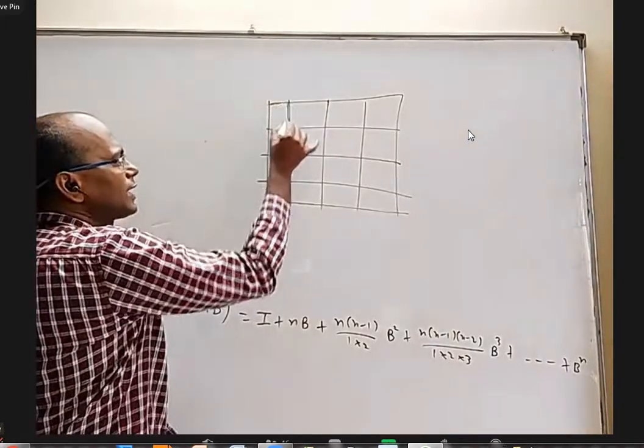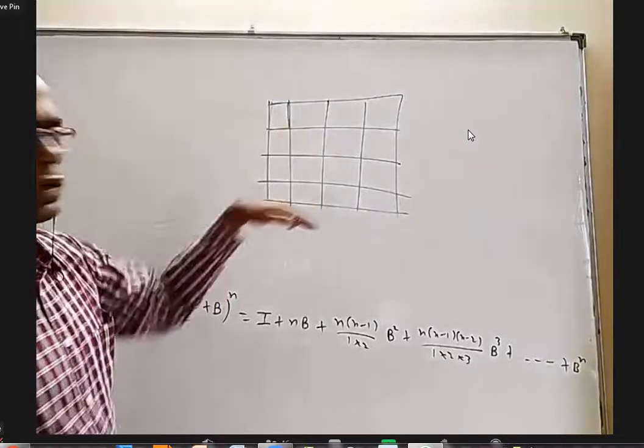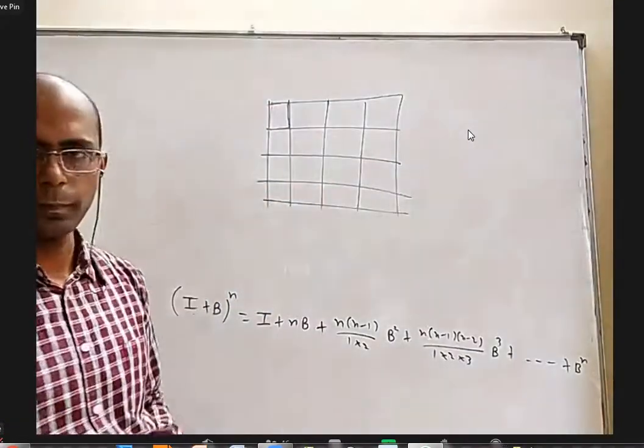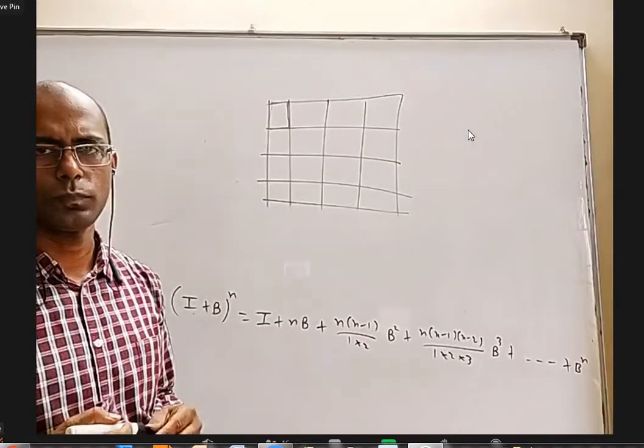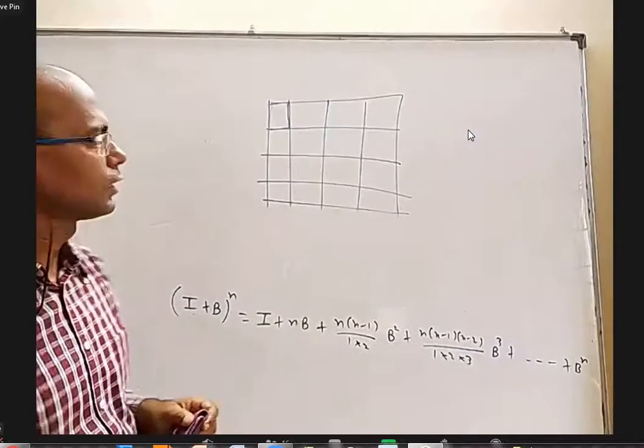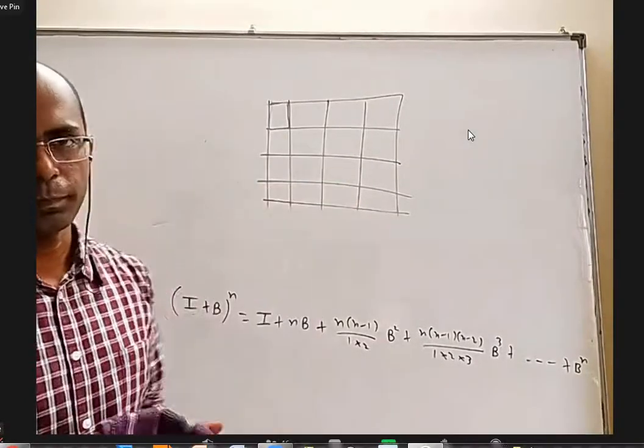Okay, I'll take this as a square. All these are squares. So if you take the smallest squares here, how many squares are there? 16. I'll count this 16 another way.